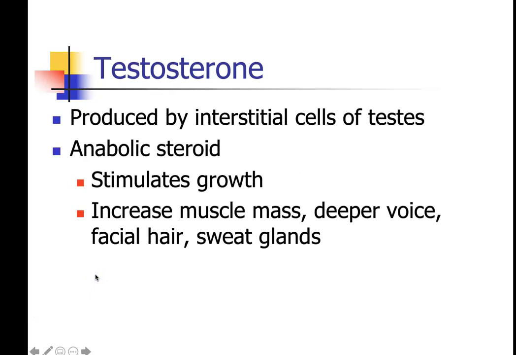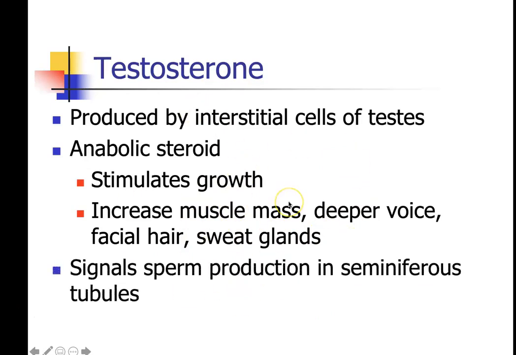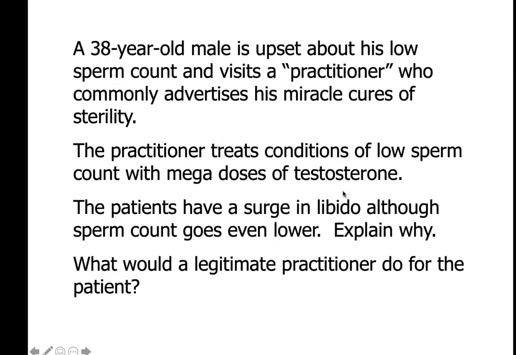So testosterone is produced by interstitial cells of the testes. It's an anabolic steroid that stimulates growth. And so you get an increase in muscle mass, a deeper voice, facial hair, and sweat glands when you have higher levels of testosterone. And this is true in both males and females, people that are both XX and XY: testosterone is going to increase these things. It also signals sperm production in seminiferous tubules.